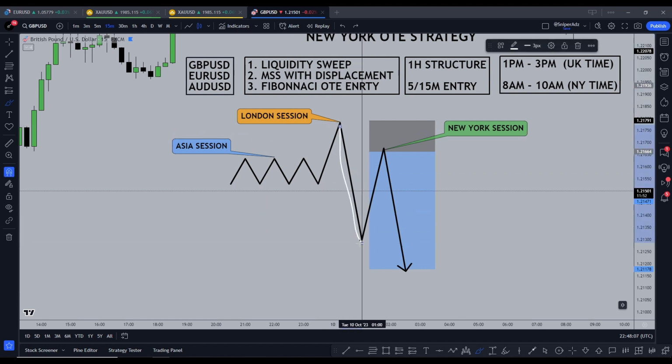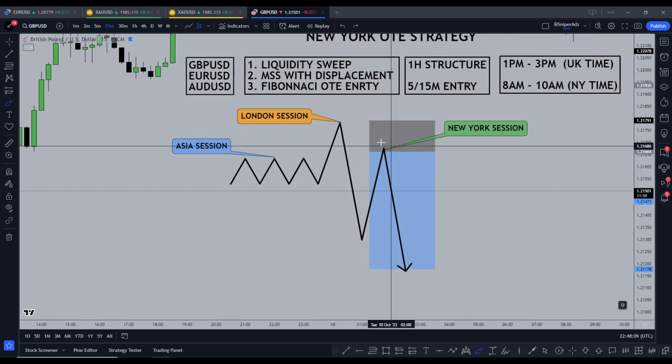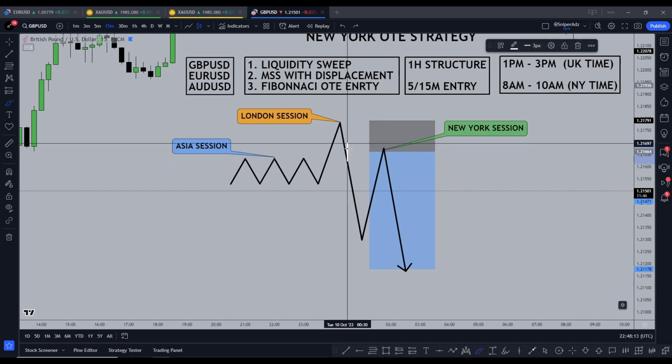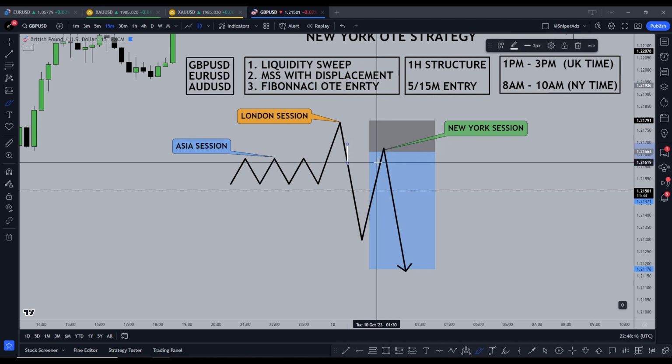Once it's successfully done that, we then will look for a retracement into a PD array like an FVG or an order block, or anything on the left which we can use as a reference point, and this will be primarily on the 61%, 70.5 or the 79% Fibonacci levels. So it looks something like this.